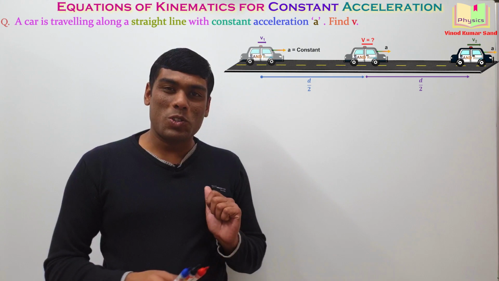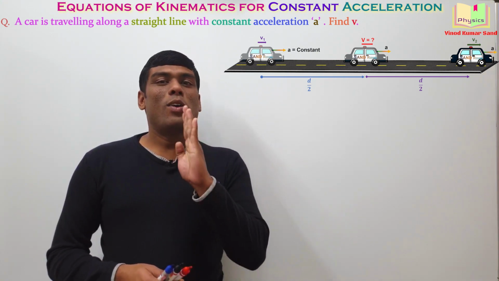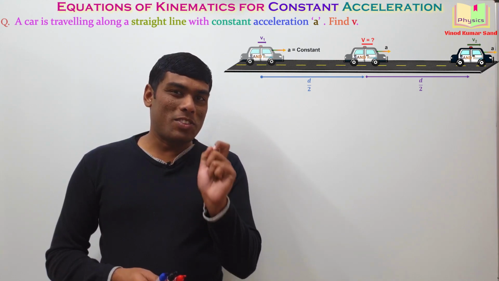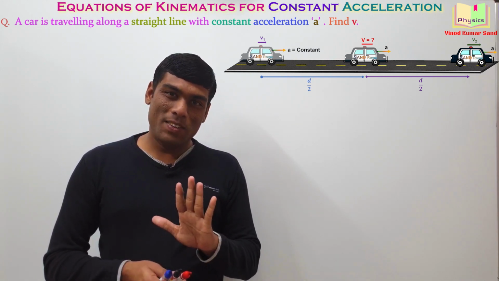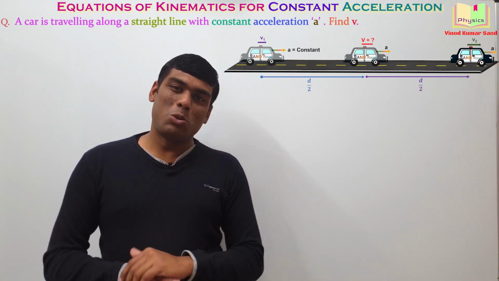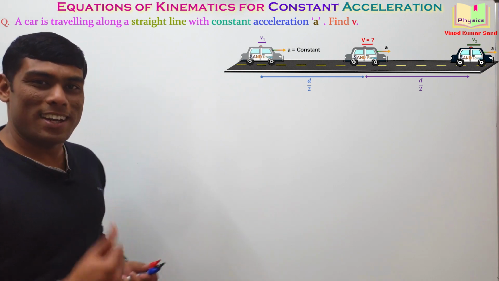Here is the next question. A car is moving with constant acceleration. We need to find the velocity of the car at the midpoint as shown. Getting it? Using the third equation of motion, you can immediately get your answer. If you wish, you may pause the video here and give it a try.